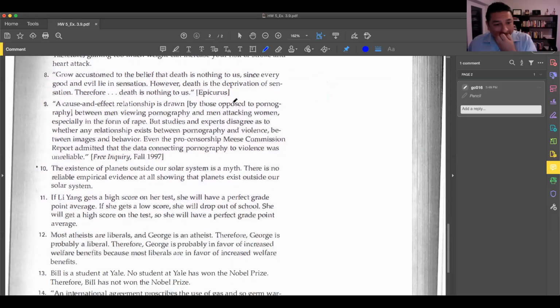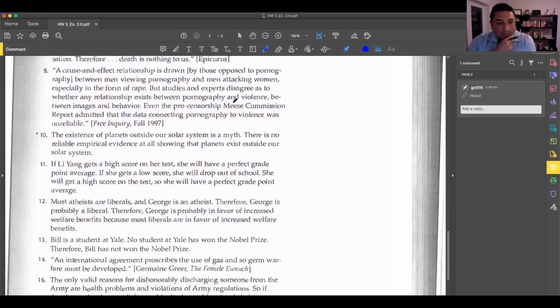Okay, now let's take number 10. The existence of planets outside our solar system is a myth. There is no reliable empirical evidence at all showing that planets exist outside our solar system. So here you have an argument with 2 statements, 1 and 2. Now the question is, which one is the conclusion? You don't get any help with the indicator words in this one, right? So you're just going to have to read it, and then ask, what is the main point of this passage? What is it trying to get at here? So it's going to be number 1 that is the conclusion, right? It's trying to argue that the existence of planets outside our solar system is a myth.